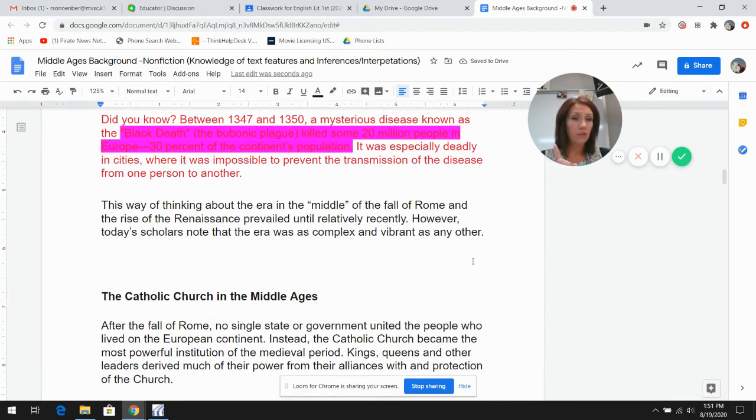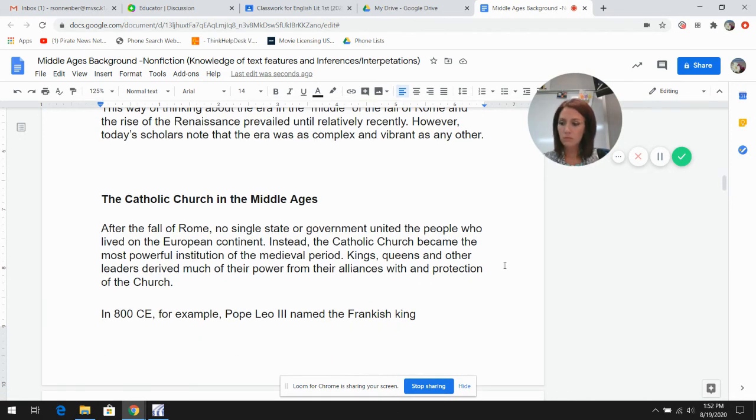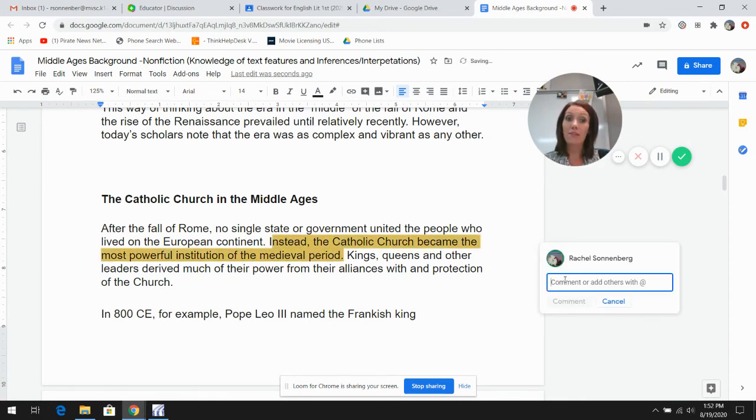I want to show you one more inference. You can go back and read the other stuff, but I wanted you to see one more inference that I made. Down here, it says that after the fall of Rome, no single state or government united the people who lived on the European continent. Instead, the Catholic Church became the most powerful institution of the medieval period. That struck me when I read it, and I decided to make a comment on it like this.